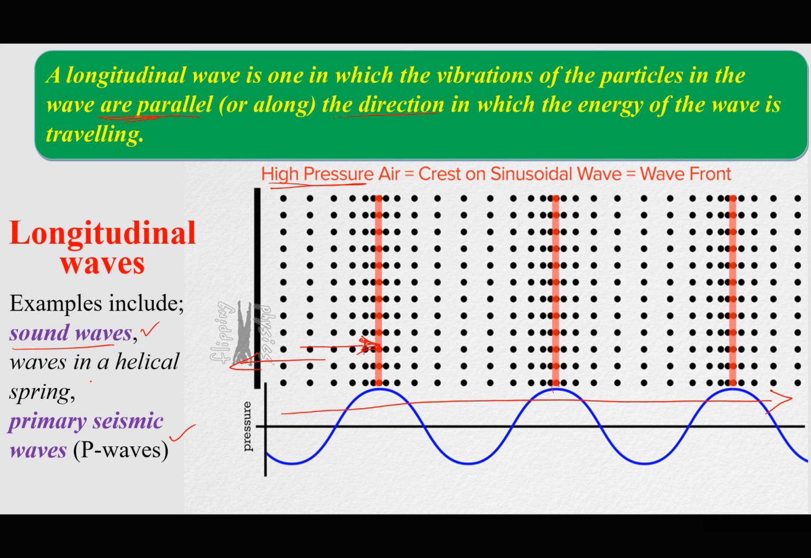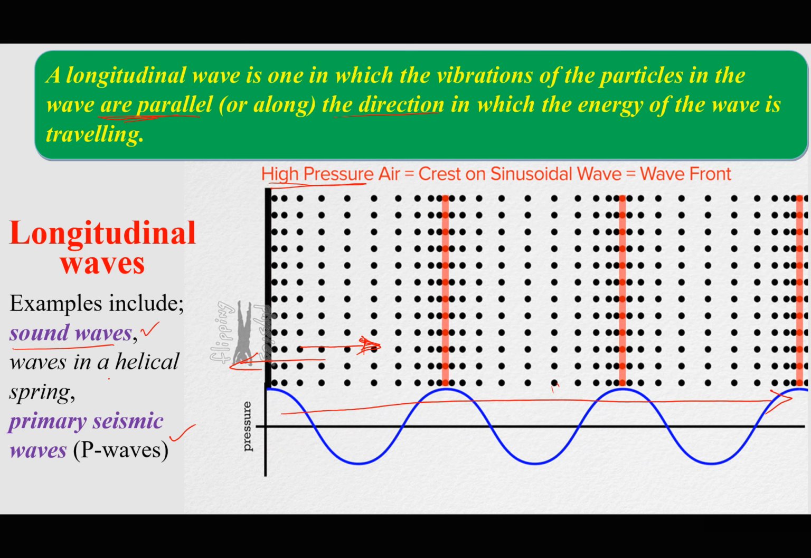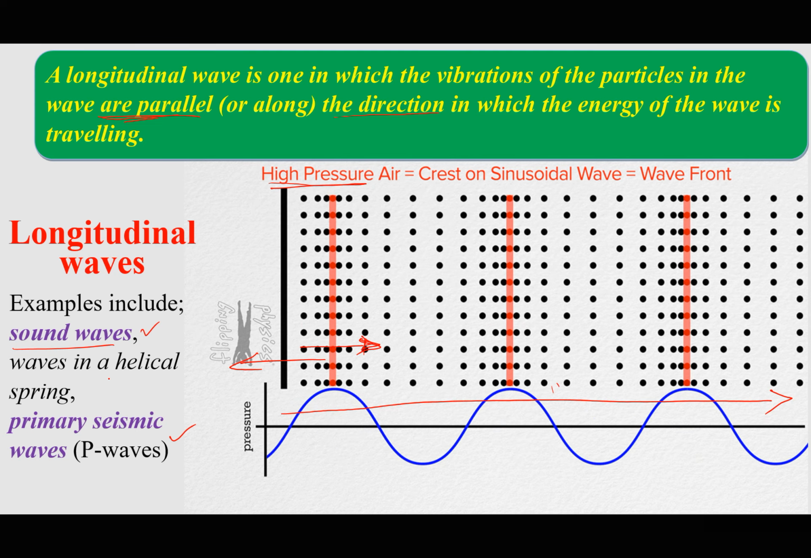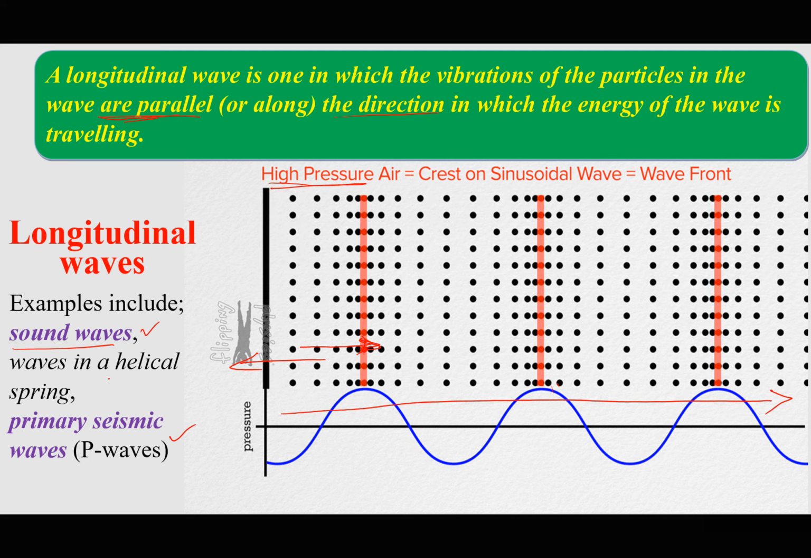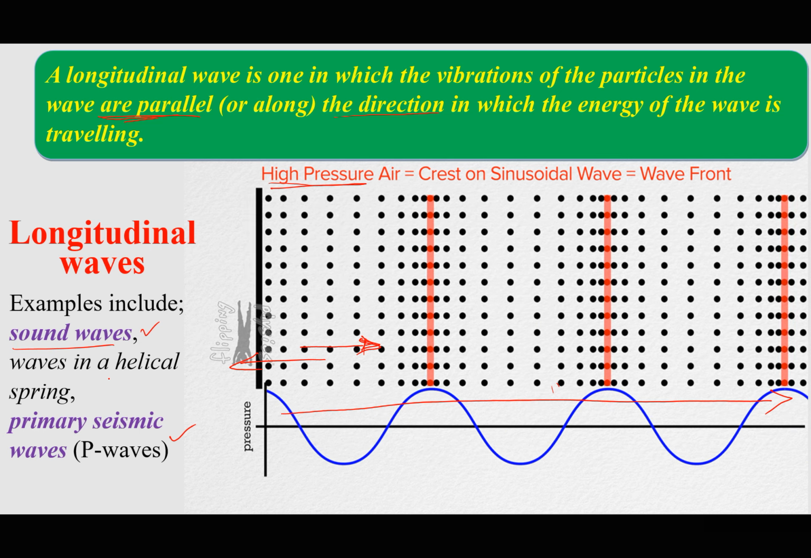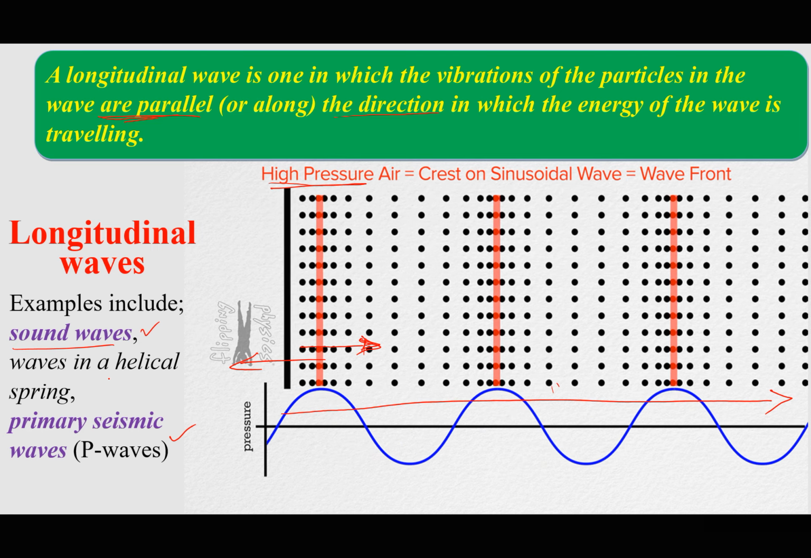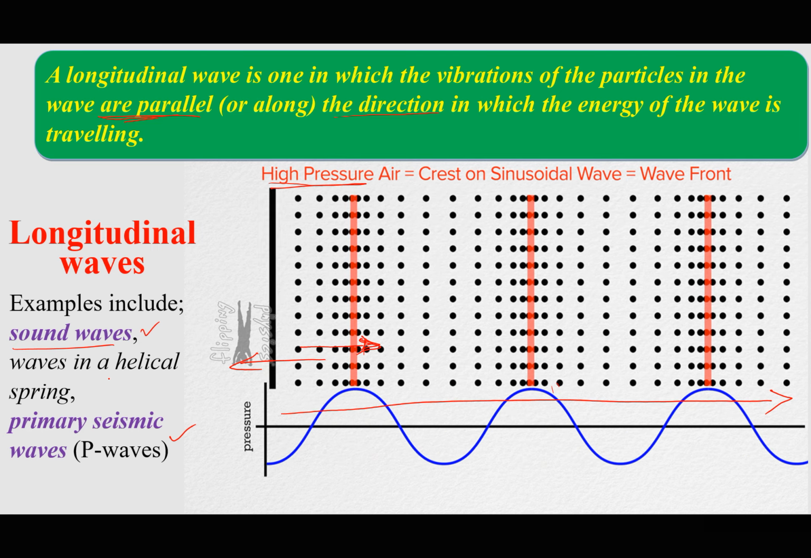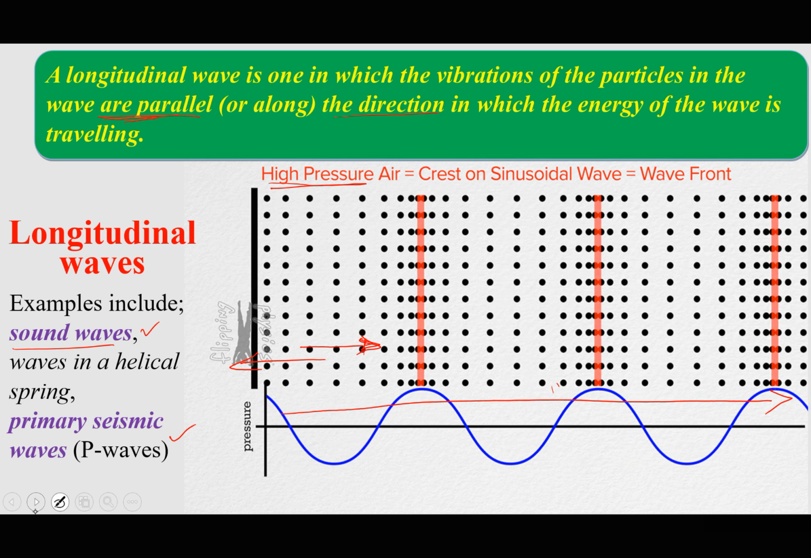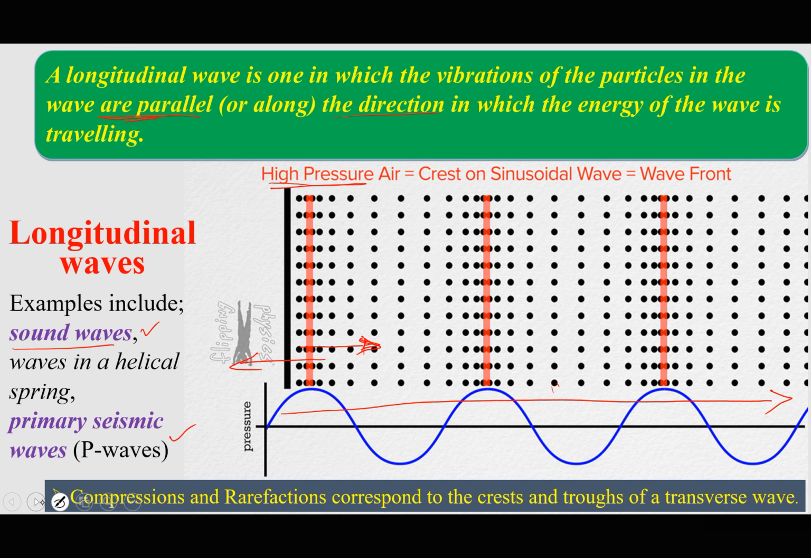Of course, we can also produce waves in a helical spring, but because a helical spring can produce both longitudinal and transverse waves, depending on how you move it, we shall just talk about sound waves and the P waves, or the primary seismic waves. So those are longitudinal waves.